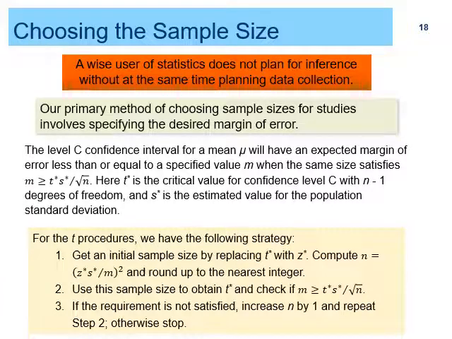So for the t procedures, we have the following strategy. Get an initial sample size by replacing t critical with z critical, and compute n that is equal to z critical multiplied by s star, the estimated value for the population standard deviation, divided by m, whole squared, and round up to the nearest integer. Use the sample size to obtain t critical and check if m is greater than or equal to that value. If the requirement is not satisfied, increase n by 1 and repeat step 2, otherwise stop. So this is the procedure for choosing the sample size.